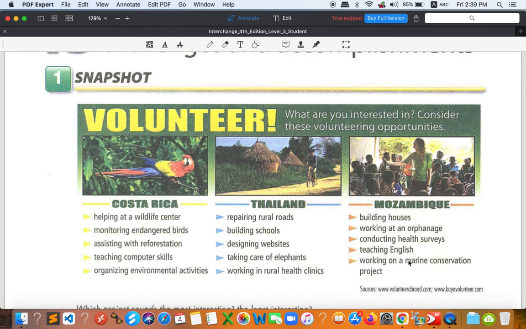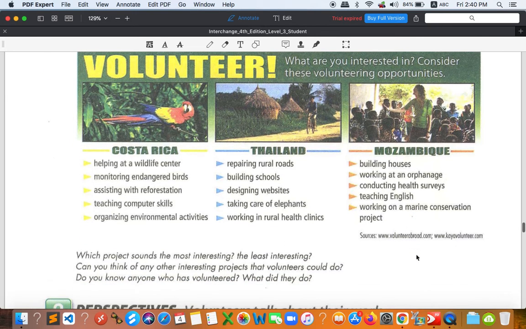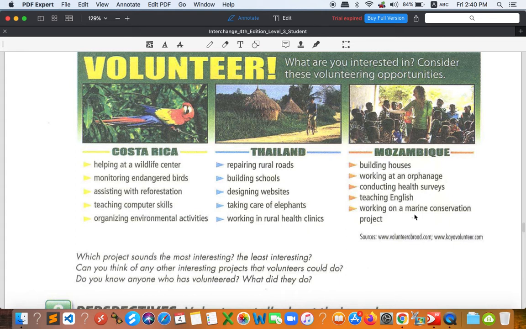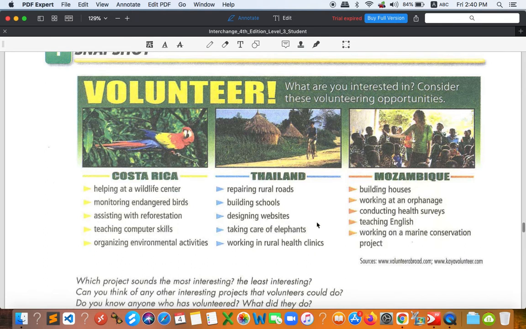Working on a marine conservation project. Conservation means the protection of nature. So the protection of nature project with marine life. Okay, the sea one, some kind of sea fish, for example. All right. Okay, so these are the opportunities that you can try in these three countries. If you happen to have a chance, maybe you can try one of them.